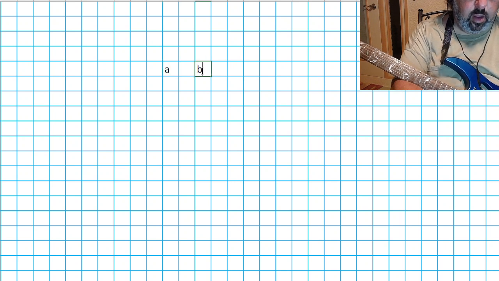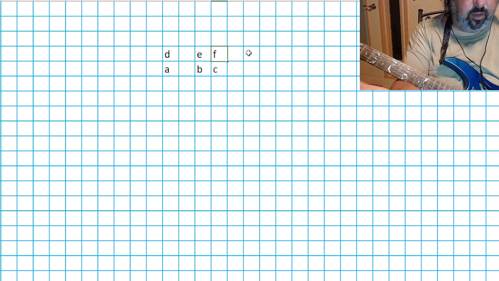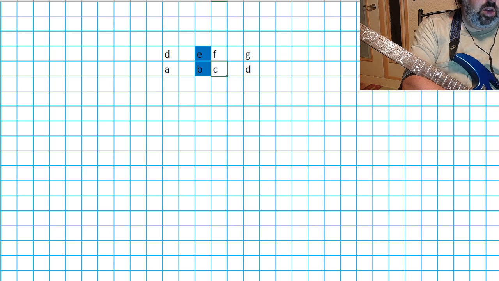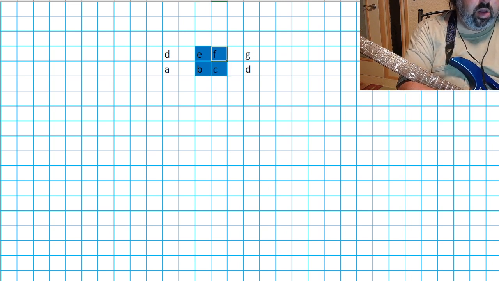A, B, this is just an example of the C major scale. C, D, E, F. Now we're missing G, we're going to put G there. And to cap it off, we're going to put a D there. Now you'll see that this makes a square of notes, and a wall on each side.